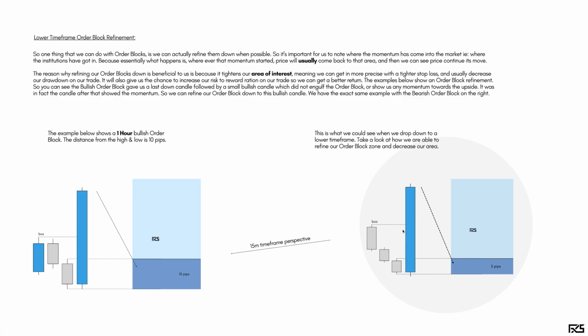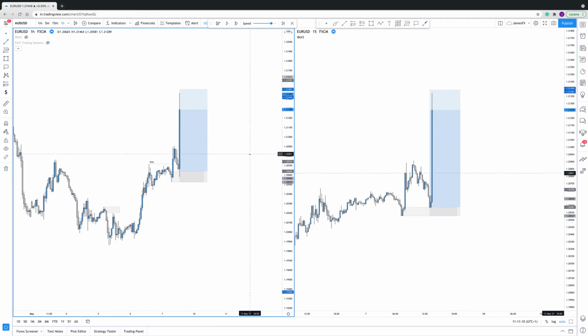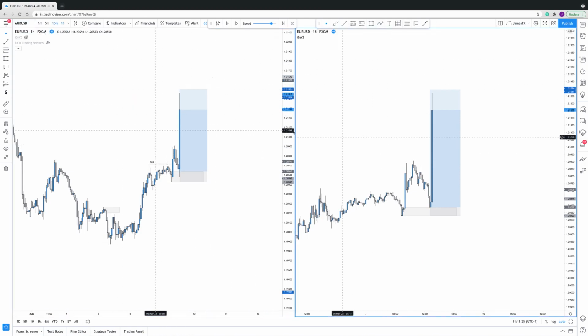Now let's get into some examples on the chart so I can show you the power of this. We'll start off with some bullish order block refinement, and then we'll get into some bearish order block refinement. So the first example we're going to be looking at is a bullish order block refinement. Now the left chart here is an hourly time frame on the Aussie US dollar, and the chart on the right is the 15-minute time frame.